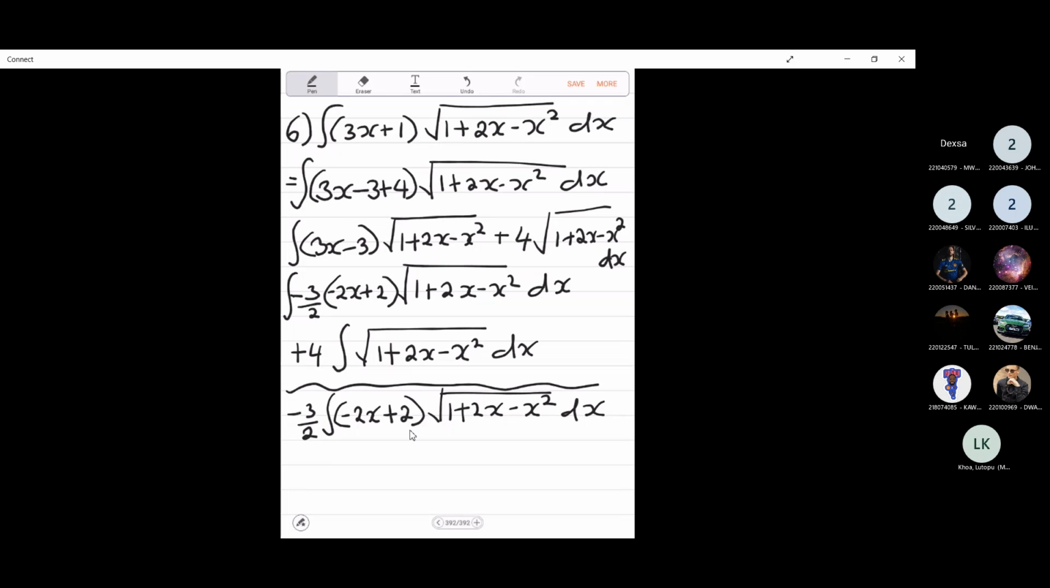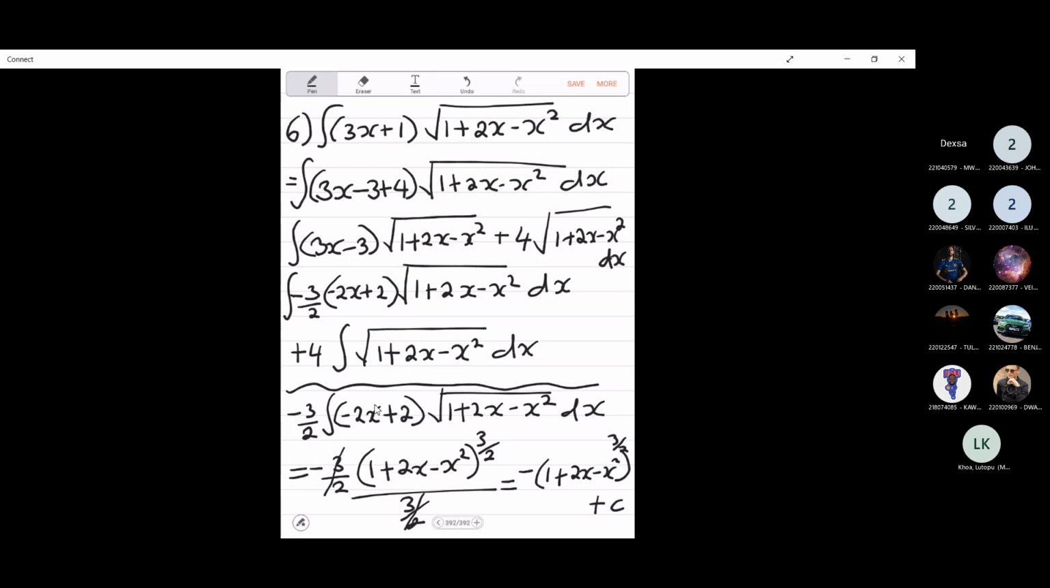Since I have a function with its derivative, this will be equal to negative 3 over 2 times 1 plus 2x minus x squared, where the power becomes 3 over 2, and then I divide by 3 over 2. The 3 over 2's will cancel. You can add your constant, but it's the first part of the integral, so it's 1 plus 2x minus x squared to the power of 3 over 2, and then you can put your constant there just for formalities.